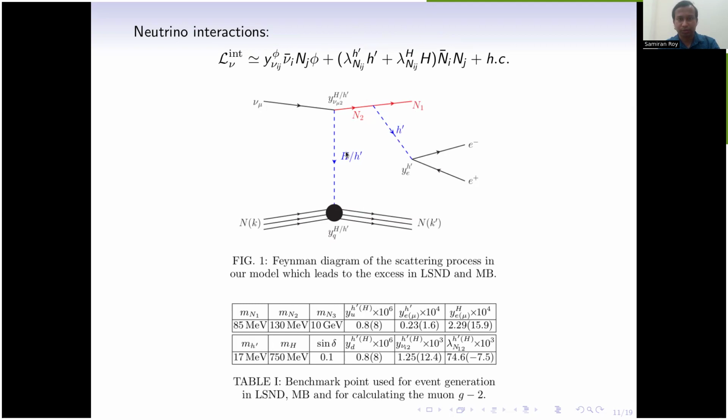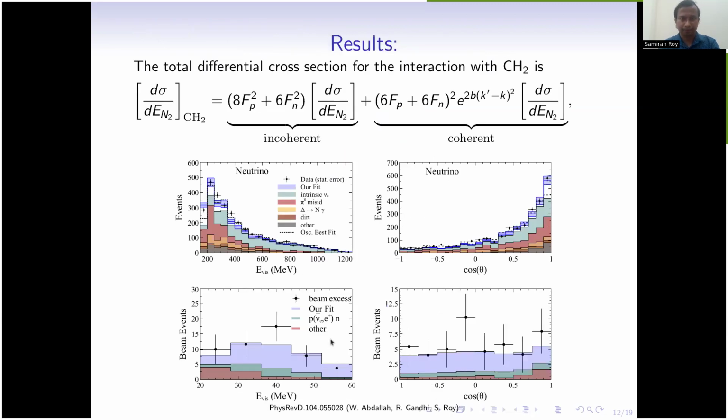So this process could be mediated by both capital H and H prime. The mass of the H prime is 17 MeV and capital H is 750 MeV, and this mixing angle is 0.1. So the coupling of H prime with the u and d quarks at this vertex is suppressed by this mixing angle. So this is the cross section for the process.